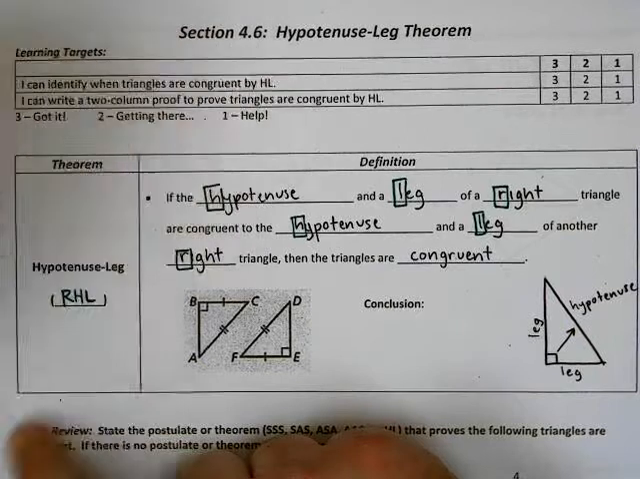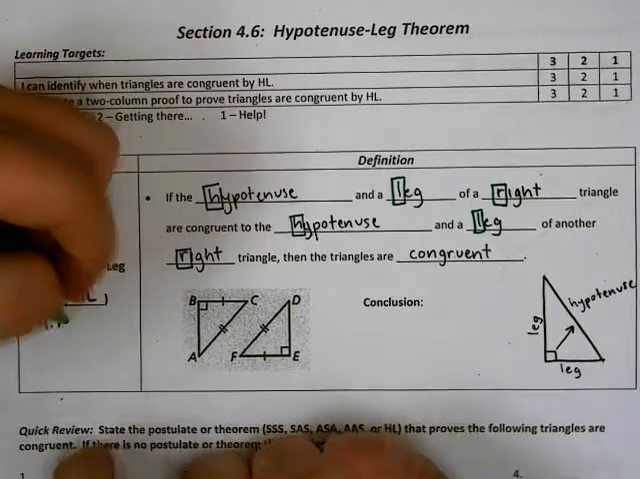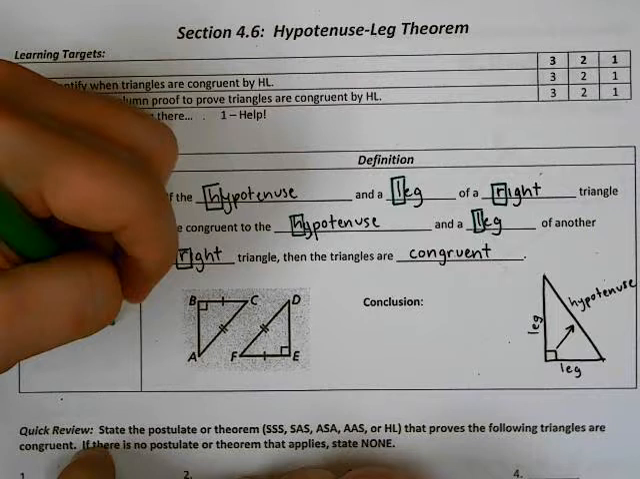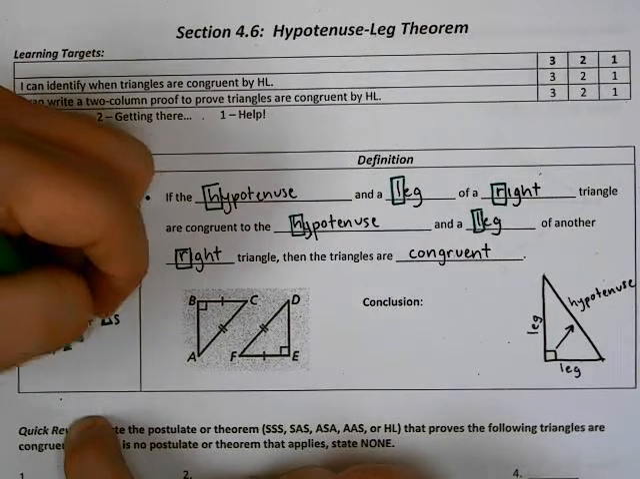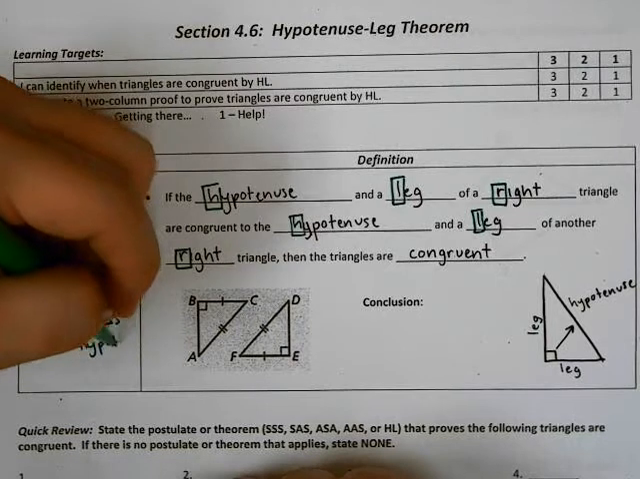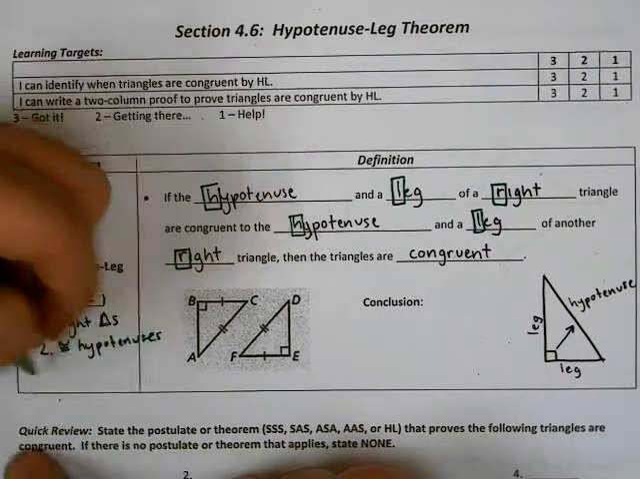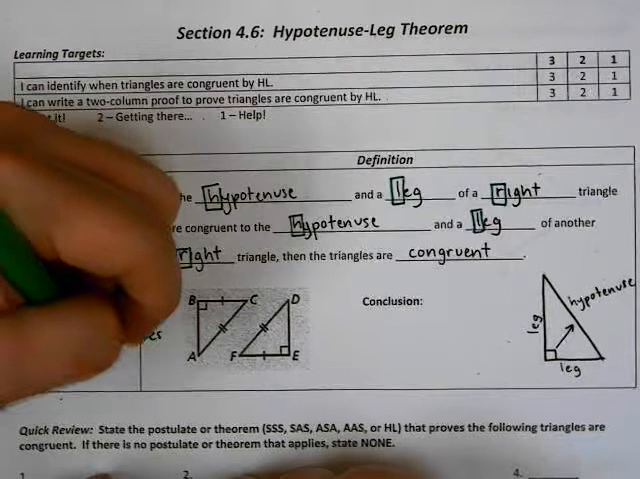We always need right triangles. We need congruent hypotenuses, and we need congruent legs.